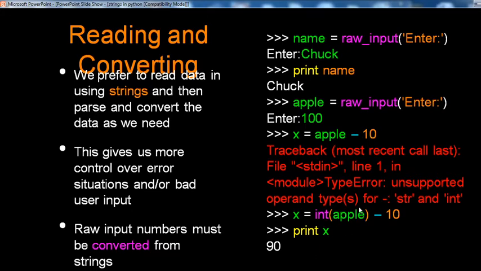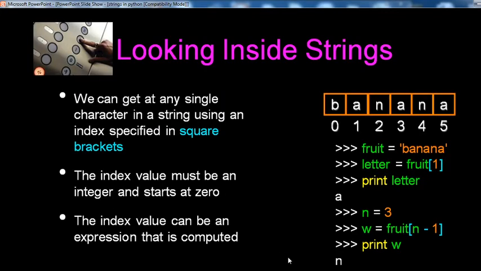Again, to perform the arithmetic operation, you define the conversion type: x equals int(apple) minus 10. Finally, print x gives 90, which is 100 minus 10. That time only we get 90. That means reading and converting a particular string.